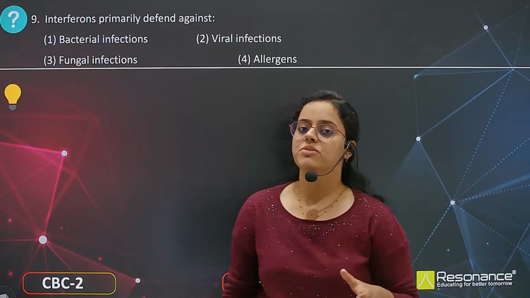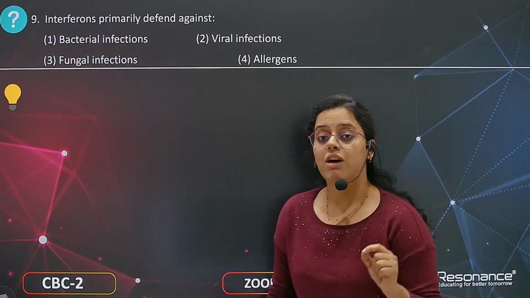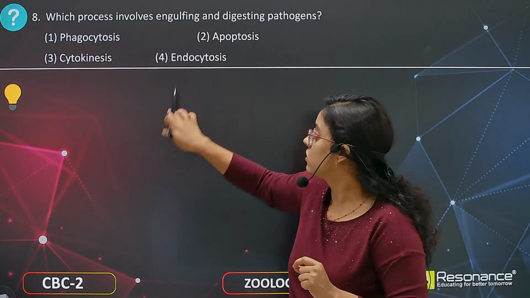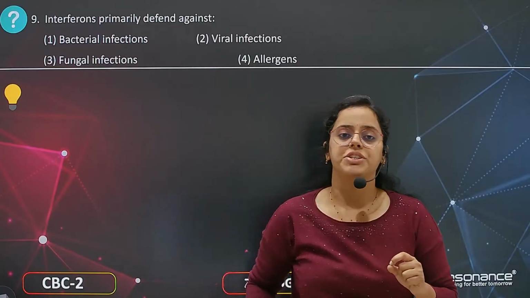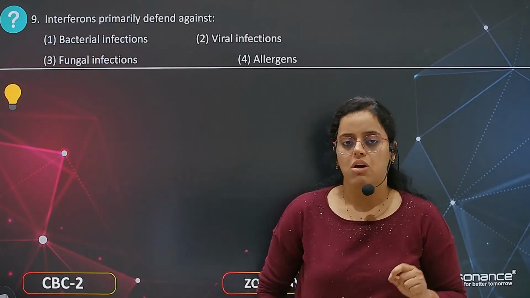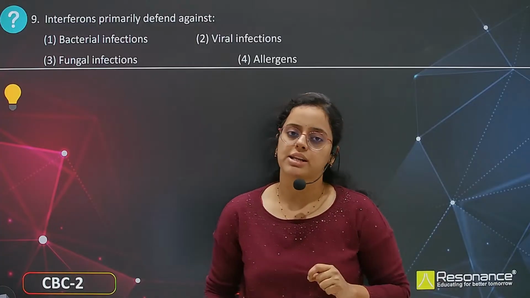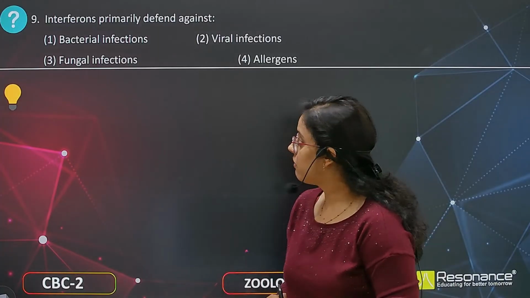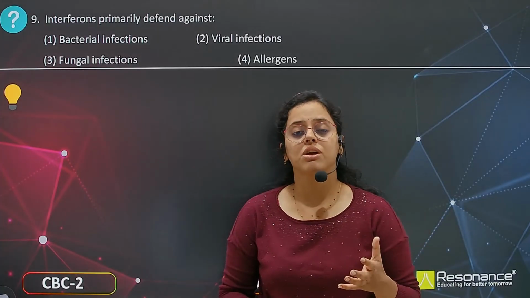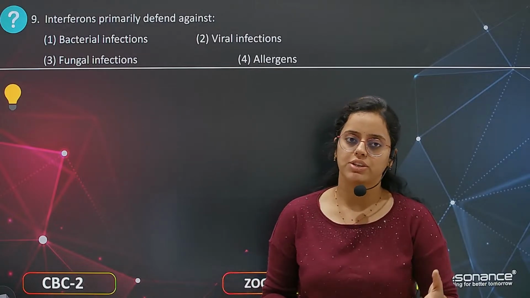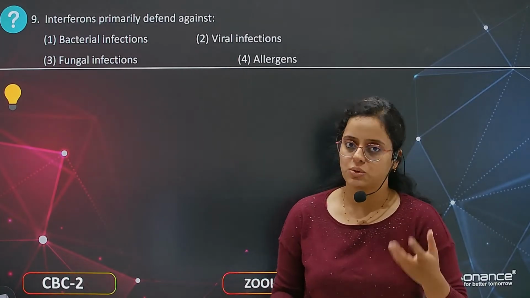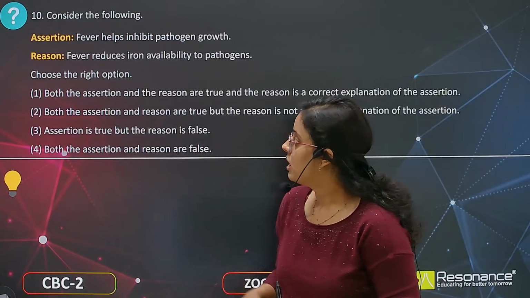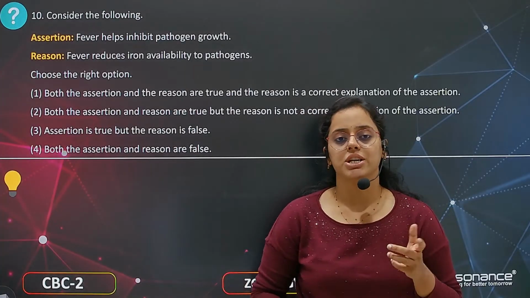So interferons are primarily defense against viral infections. These are commonly seen only in viral infections. They are not seen in fungal, protozoal or bacterial infections. Different types of interferons are present for different types of viral infections, so they are again specific to the species. Now coming to the 10th question, assertion and reason.